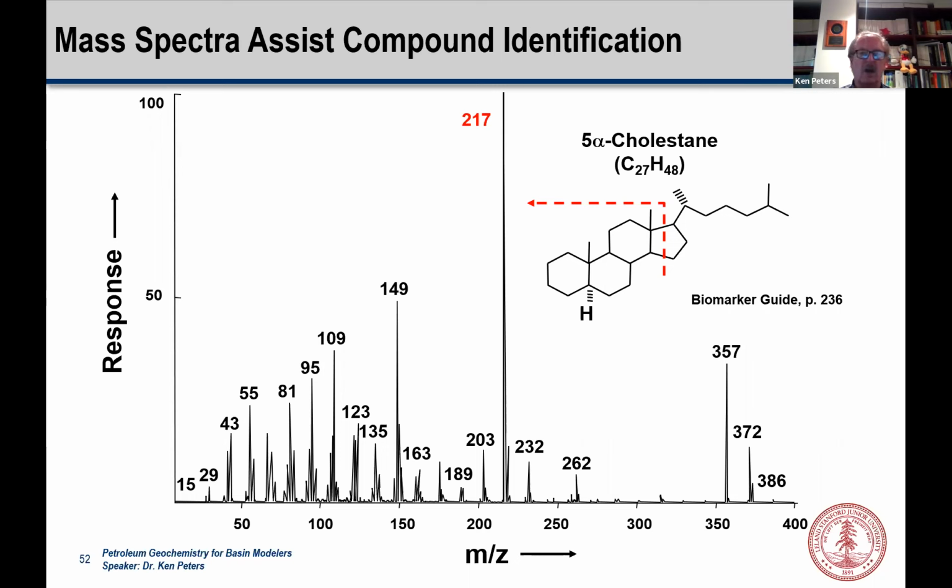This is the molecular ion. And then here's a methyl group down here, and then there are other groups that can be broken off of this. So we have an M over Z 217. If we monitor 217, we're going to only see steranes. And this, you'll probably never see another one of these. These are mass spectra. They're used to actually identify which particular compound you're looking at.